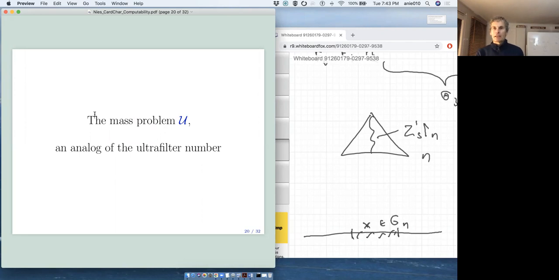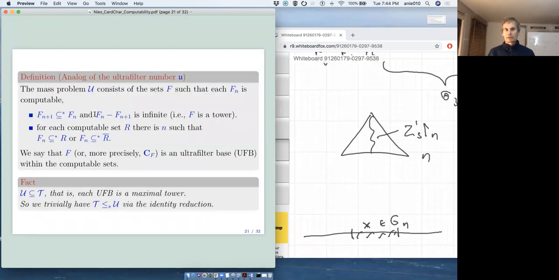And the second characteristic is the ultrafilter number. I want to introduce a mass problem U, which is analogous to the ultrafilter number. I look at collections that are towers, and it's more than a maximal tower, a stronger property. An ultrafilter base says that for each computable set R, Fn is almost contained in R or in its complement. So the Fn's generate an ultrafilter in the computable sets, modulo finite difference.